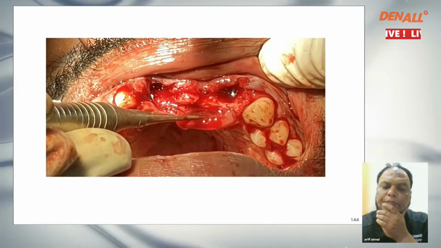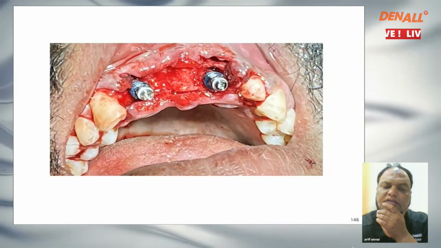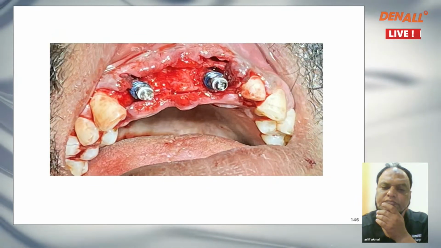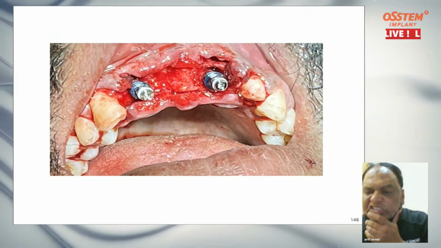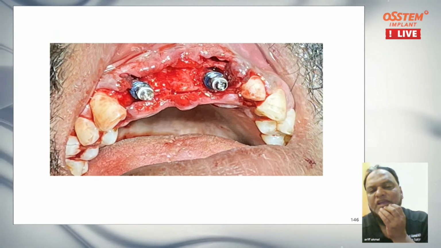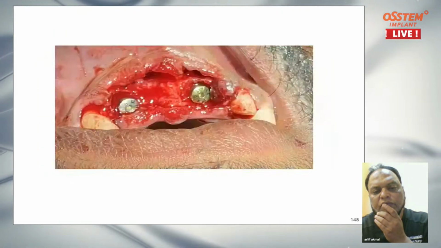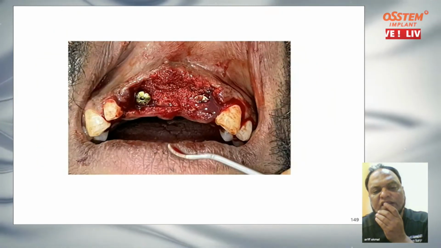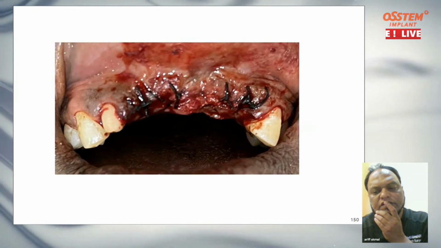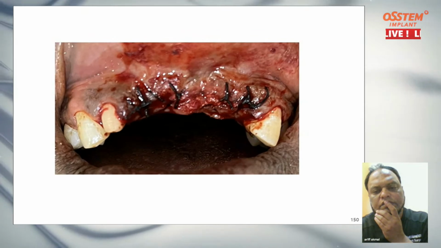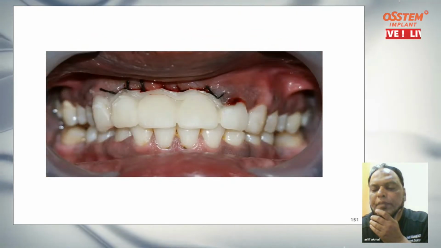So we opened the flap, placed the stent, and placed the implants. Some amount of grafting was done, GBR. There was a very big jumping space, so we did some amount of bone grafting as well. And then we sutured it. And then we immediately temporized it.